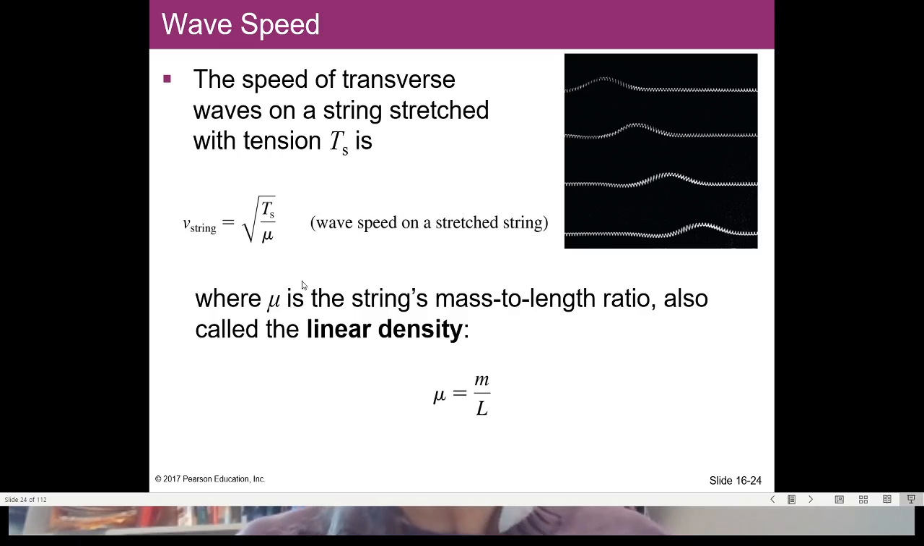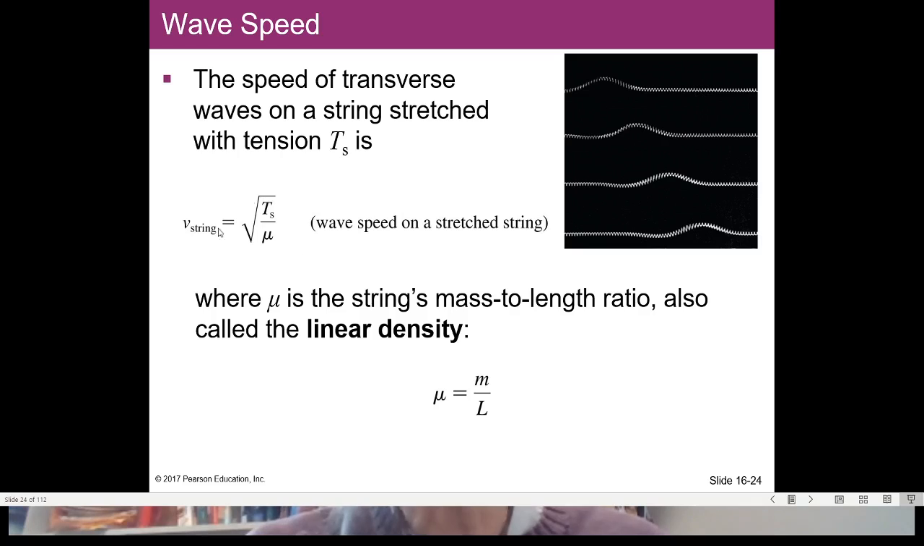Okay, now the speed of a wave is a function of the medium. So for example, if you're talking about a wave on a stretched string, like what we had a couple slides ago, the speed of that wave is the square root of the tension divided by the mass per unit length, or the linear density. That's what we're using here as mu. So that's the speed of the wave on the string.